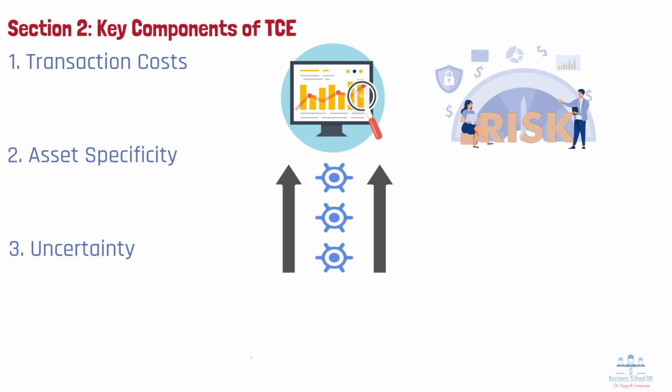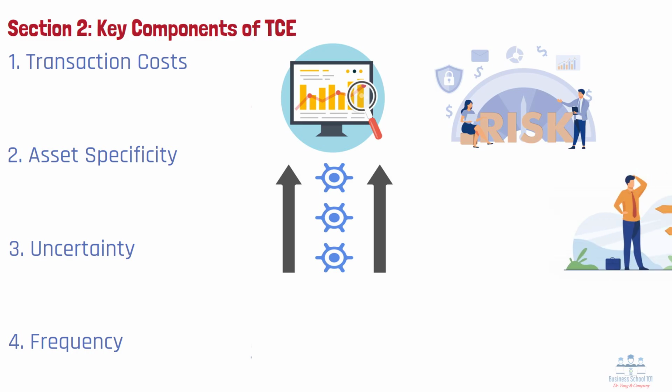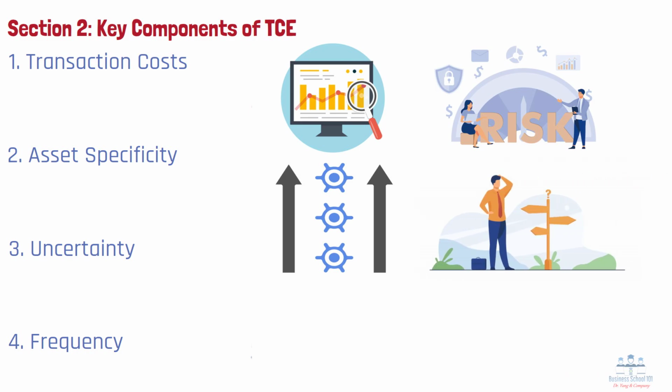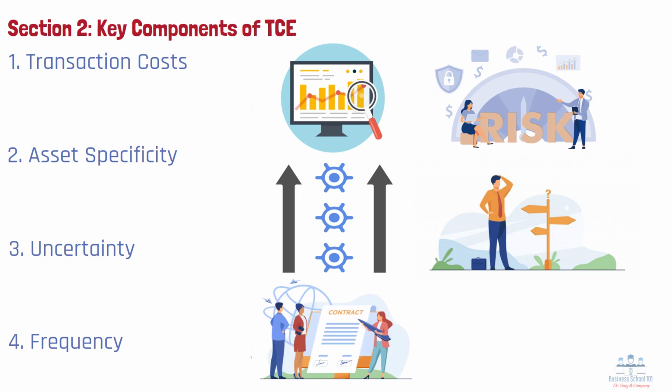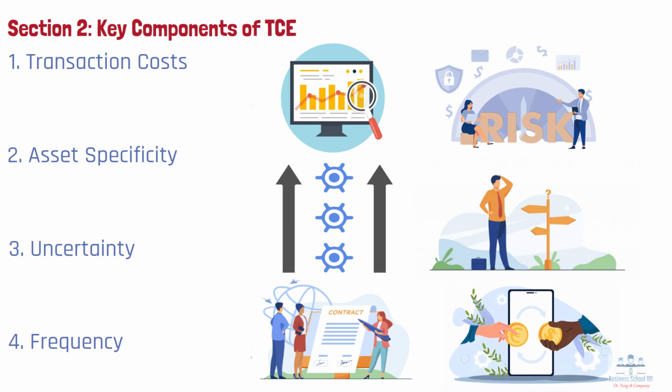Number 4. Frequency. The frequency of transactions also plays a role in decision-making. Frequent, repeated transactions with the same partner may justify long-term contracts or in-house production, as these transactions tend to become more efficient over time. Occasional or one-off transactions might be more cost-effective when outsourced to external partners.